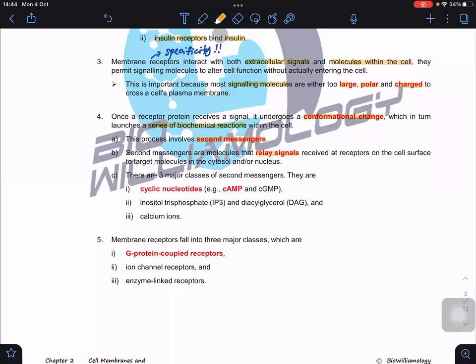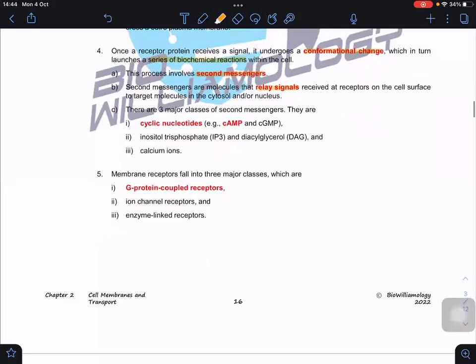We have three major classes of second messenger. We have the cyclic nucleotide, which is cAMP. This one you have to know. Highlight. The other two are not in our syllabus. You do not need to know, but I will briefly tell you about inositol triphosphate or IP3 and the DAG pathway that involves PIP2. This is just for your information only. If you want to know more, please feel free to go through it.